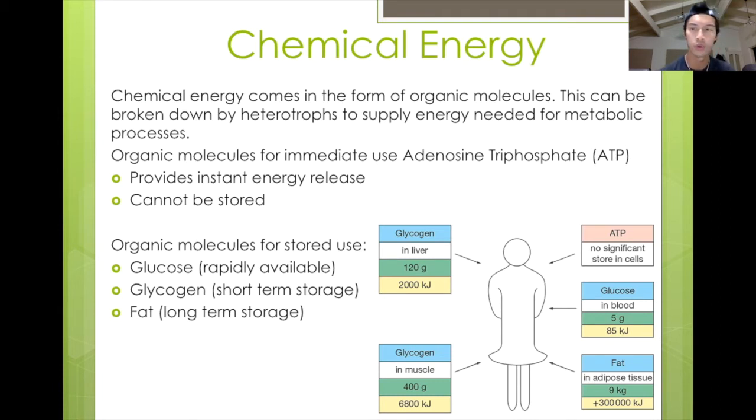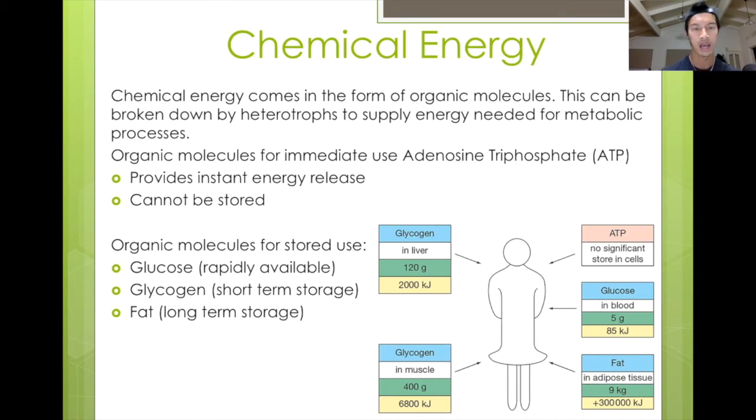Last time we looked at radiant energy and how plants capture radiant energy in order to produce glucose, which is the main molecule that they use for energy. Now, in chemical energy, heterotrophs break down the glucose to make ATP. ATP is the organic molecule for immediate use, and it provides an instant energy release. The thing about ATP is that it cannot be stored. Your body can't store the ATP, it can only use it.